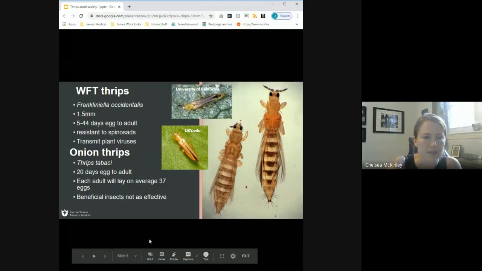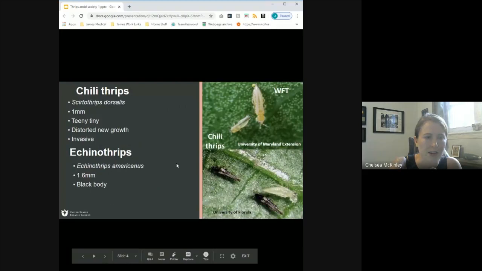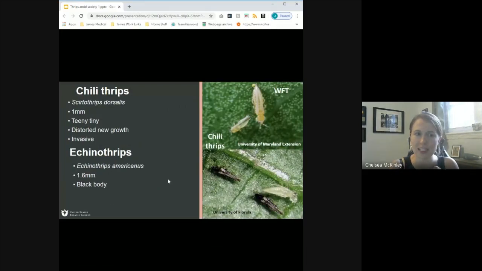All right. And moving on, we have chili thrips. They are teeny tiny, super small. Over here is a picture of Western flower thrips and a chili thrips. The adults tend to be under 1 millimeter long, so they're very hard to see.